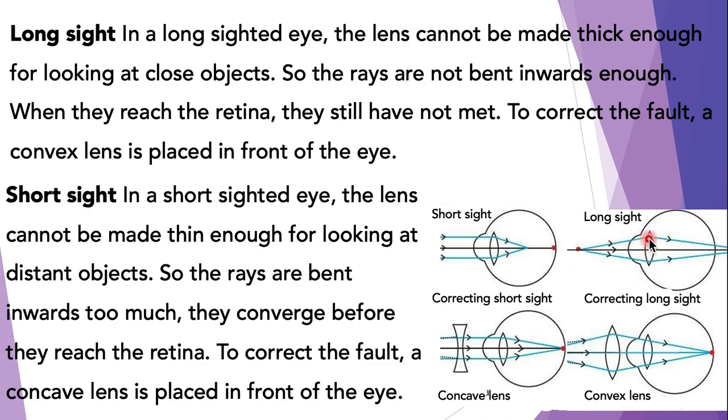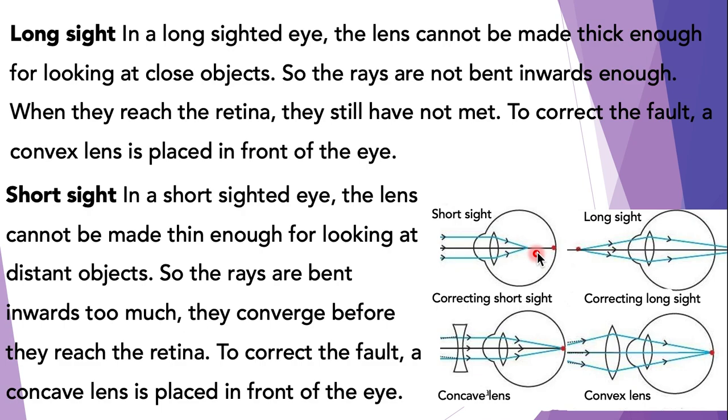A long-sighted eye is when the lens cannot be made thick enough for looking at close objects, so the rays are not bent inwards enough. When they reach the retina, they still have not met. This type of sight is called the long sight, and we use a convex lens to correct this fault. Whereas in a short sight, the lens cannot be made thin enough for looking at distant objects. So the rays are bent inwards too much and they converge before they reach the retina. A short-sighted eye is when we cannot look at distant objects, whereas a long-sighted eye is when we cannot look at close objects.